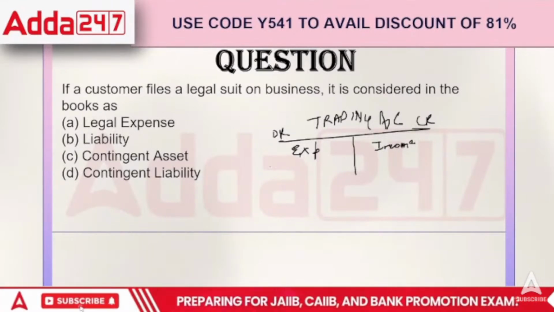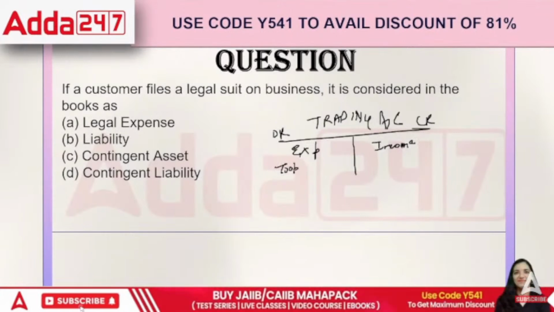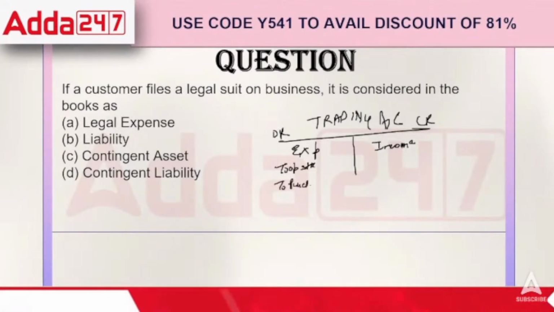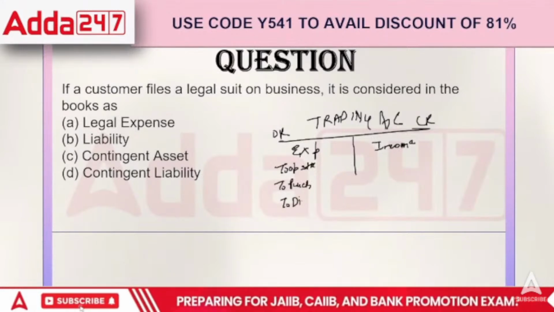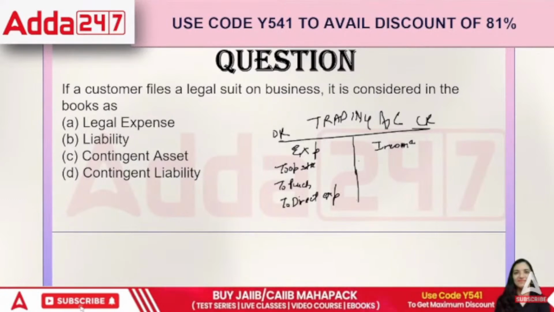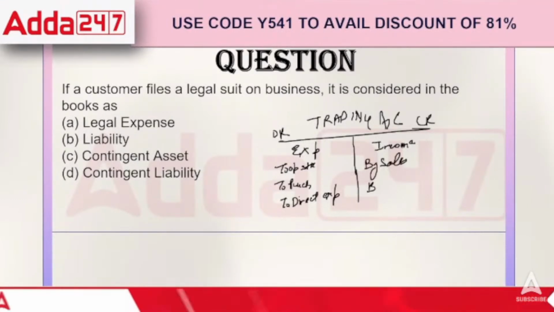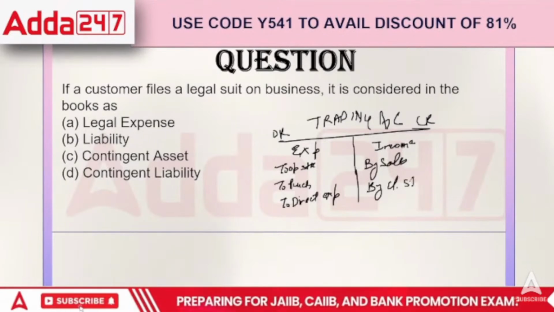How do we record it? All the expenses, opening stock, purchases, all the direct expenses. The expenses which are required during production would be here. Then by sales and by closing stock.